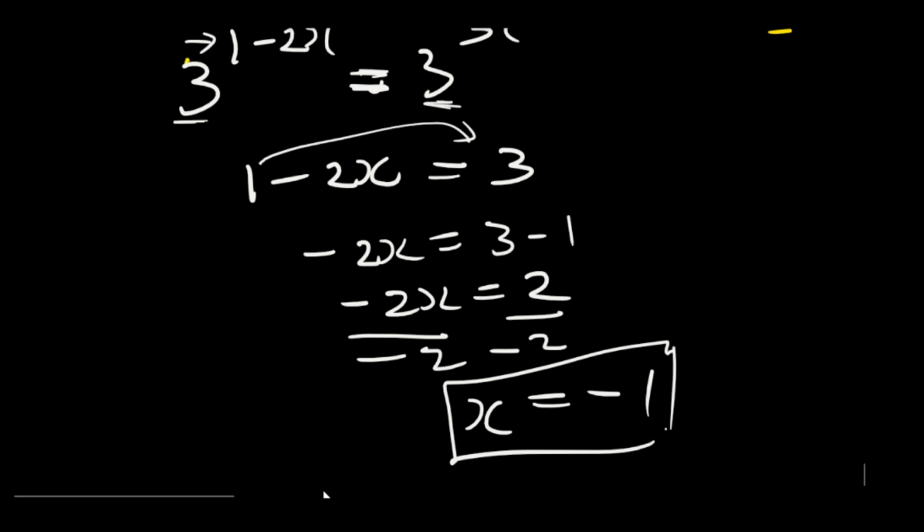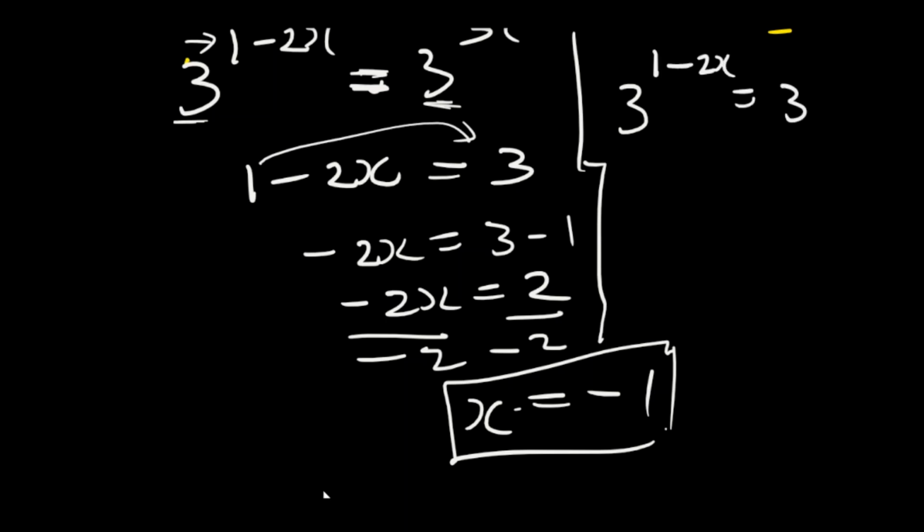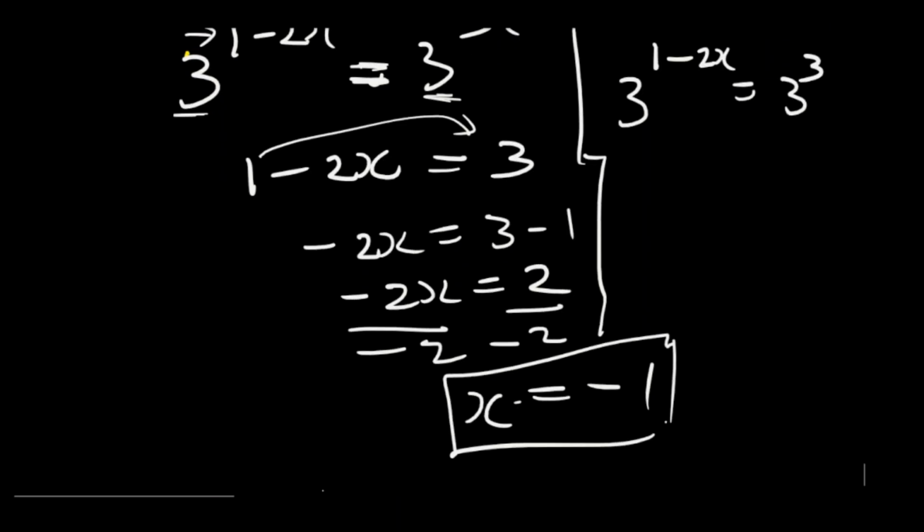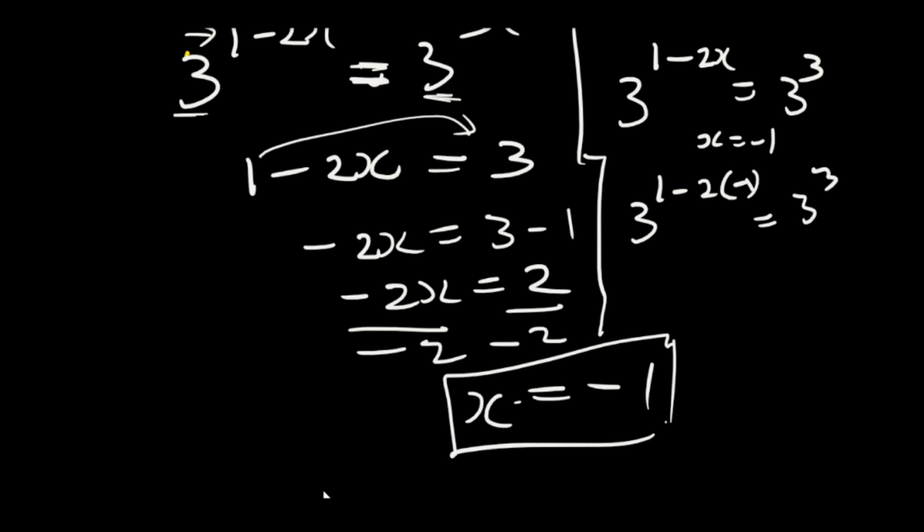Do your checks. Always do your checks on whether or not this answer is correct. You got x being equal to minus 1, right? Go back to your problem: 3 to the power of 1 minus 2x is equal to 3 to the power of 3. How do you check? Your solution is x is equal to minus 1. Substitute x is equal to minus 1. So it's going to be 3 to the power of 1 minus 2 into minus 1 is equal to 3 to the power of 3. You must get the same answer from the left hand side to the right hand side.